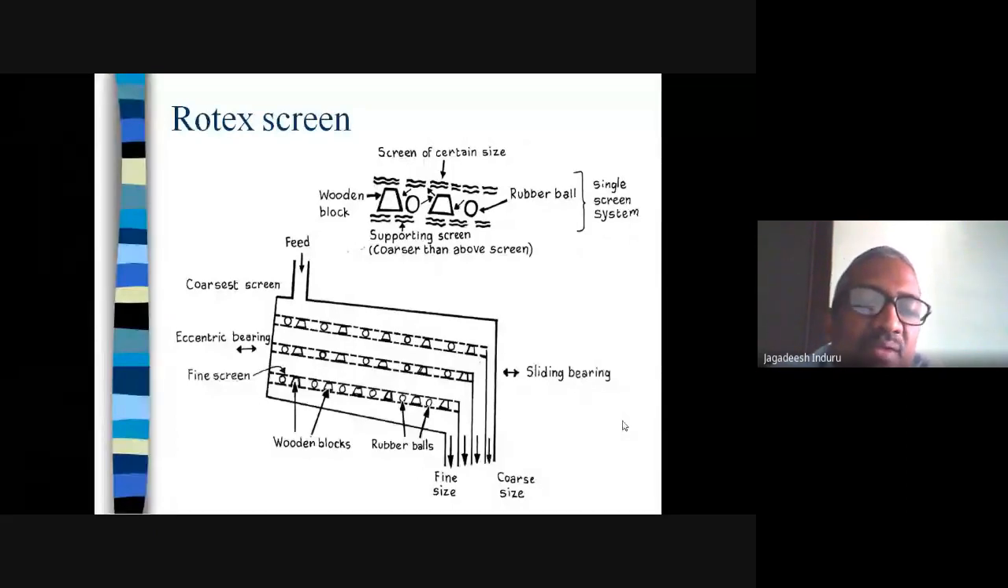Now you may get the question, wooden block may cause the problem of contamination. If that is the case, it is better to coat with a material like Teflon. You can have the contamination problem prevented.